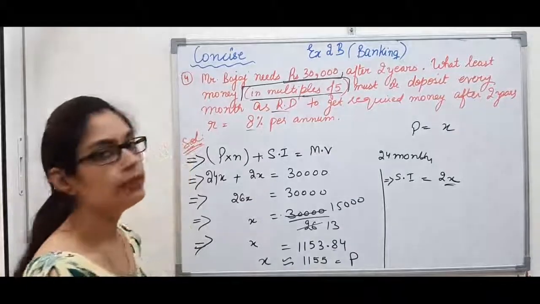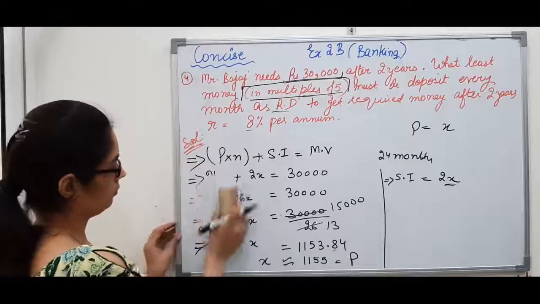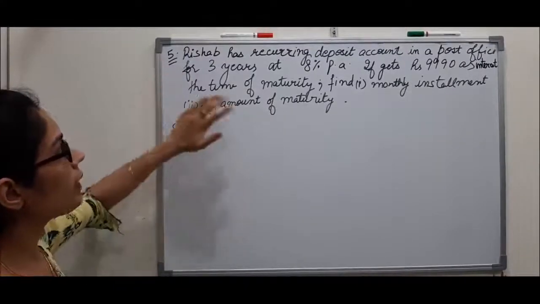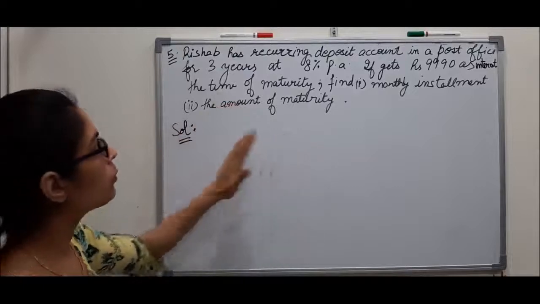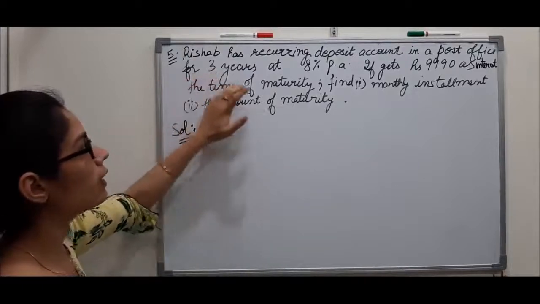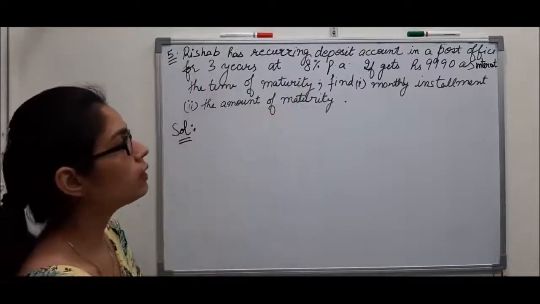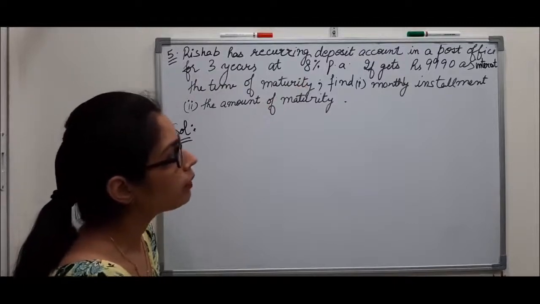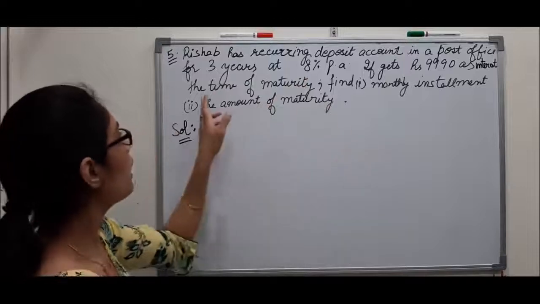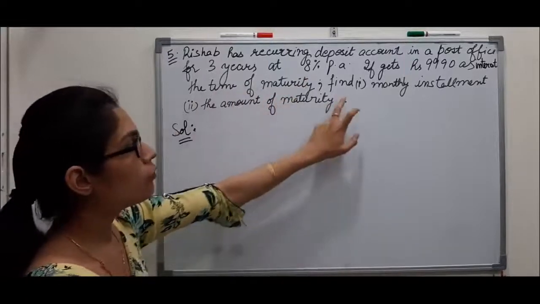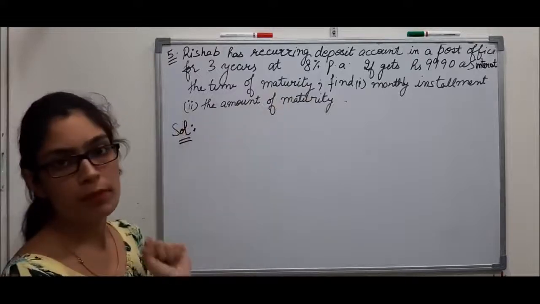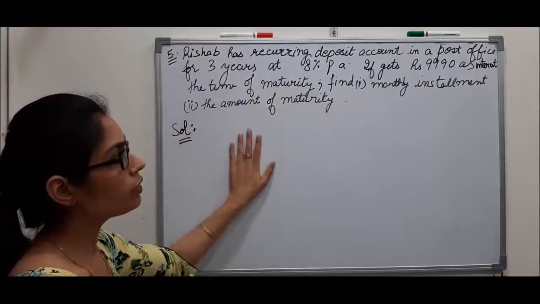Now let's do the next question. The fifth question is, Rishabh has a recurring deposit account in a post office for 3 years at the rate of 8% per annum. If he gets rupees 9,990 as interest at the time of maturity, find the monthly installment and the amount of maturity. So this is our question.